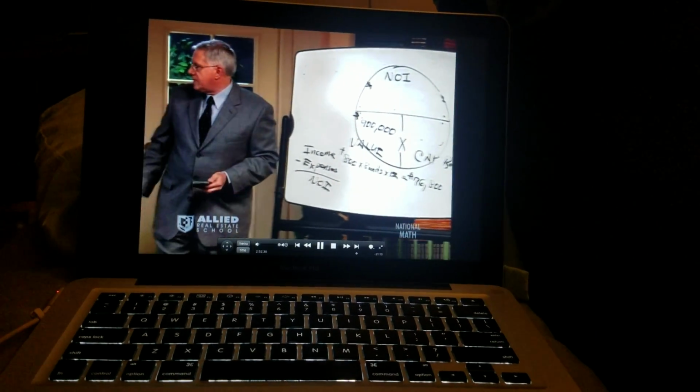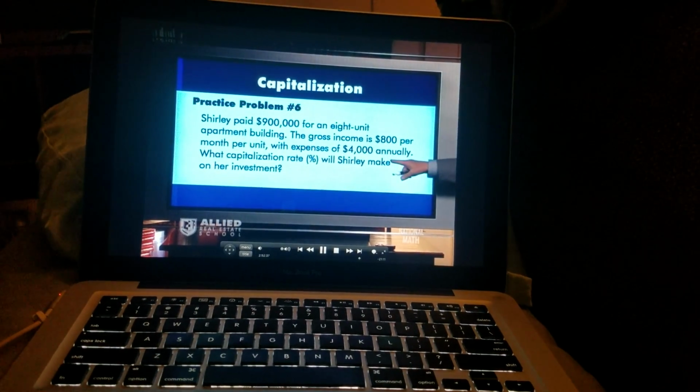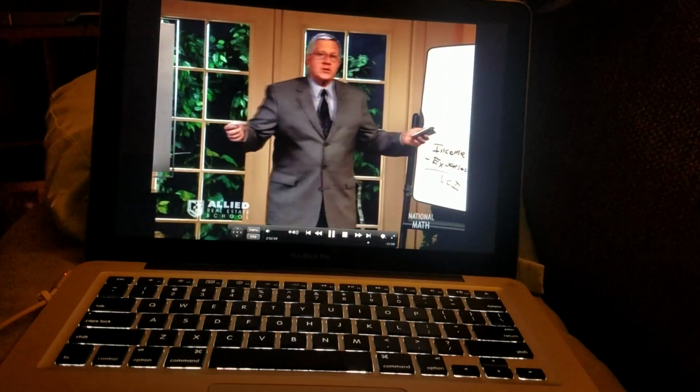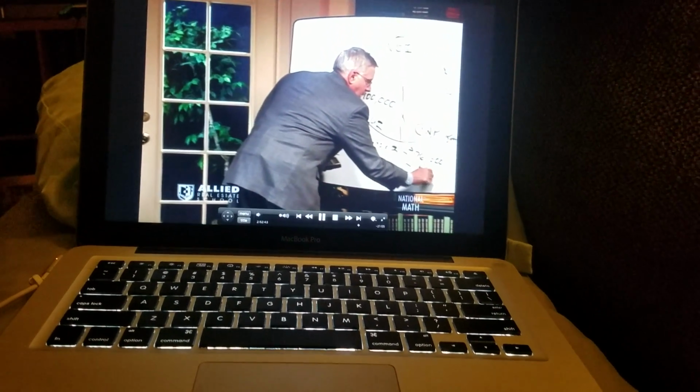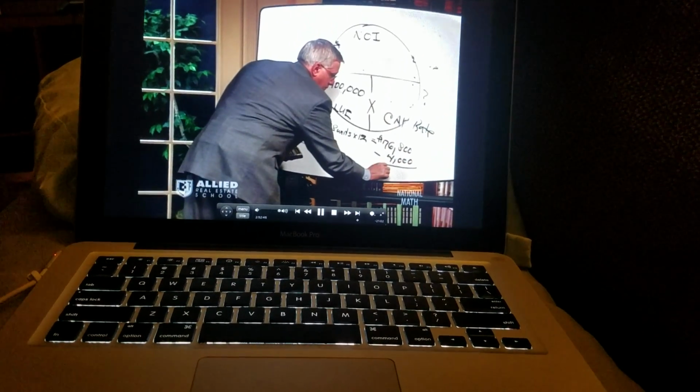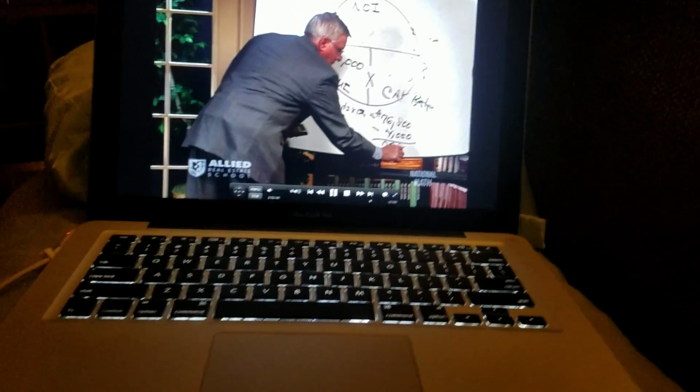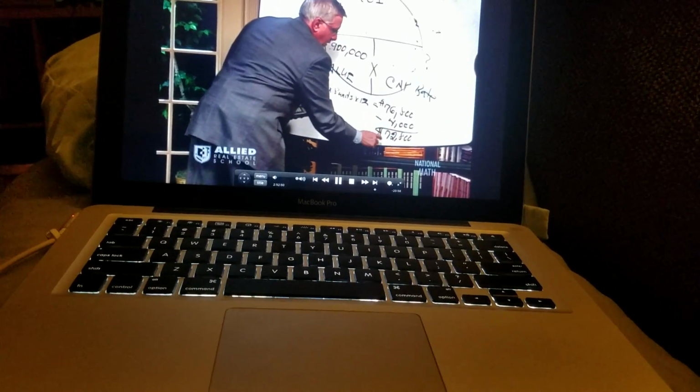Now it tells us that the expenses are $4,000 annually. So we don't have to do anything with the expenses except subtract them. So we subtract our expenses. You see that down on the bottom there? $72,800 then is going to be our NOI.